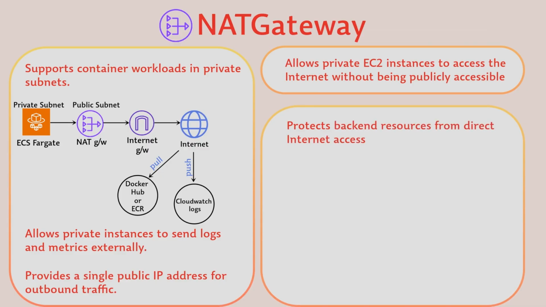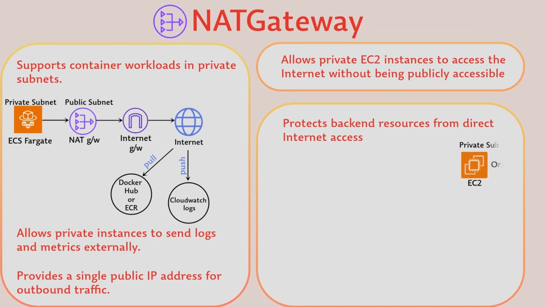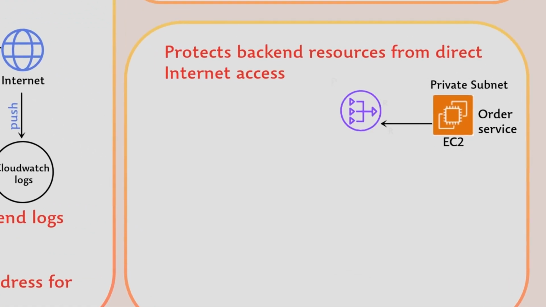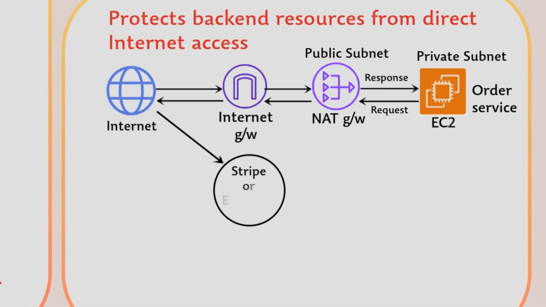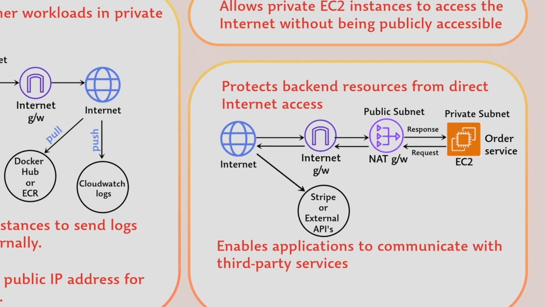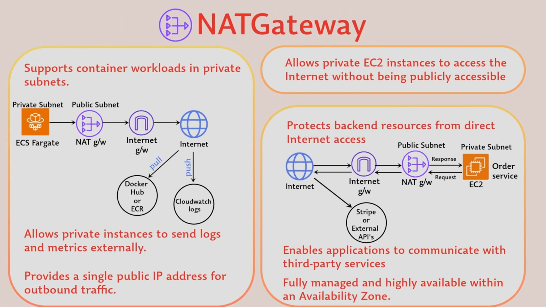In another example, we have an order service which is present in the private subnet and running inside EC2. Through the NAT gateway, which is present in the public subnet, it can access Stripe or any external API. It enables applications to communicate with third-party services. It is fully managed and highly available within an availability zone.